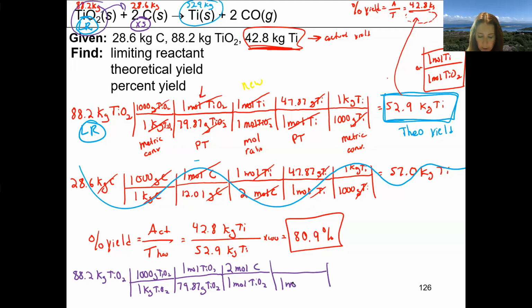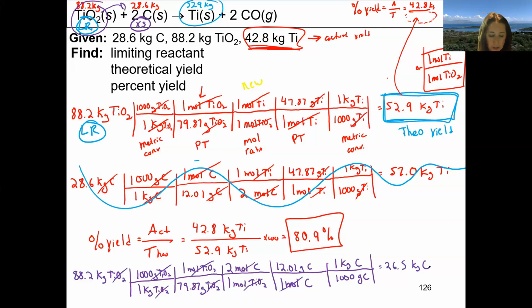In 1 mole of carbon, following my units here, carbon has to go on the bottom. There's 12.01 grams of carbon. Put that to kilograms because we're just in kilograms: grams of carbon in 1 kilogram of carbon. So 88.2 times 2 times 12.01 divided by 79.87. I got 26.5 kilograms of carbon. Okay, so what does this mean?